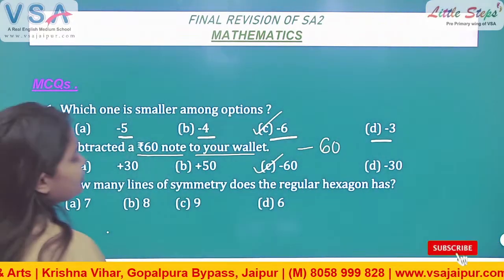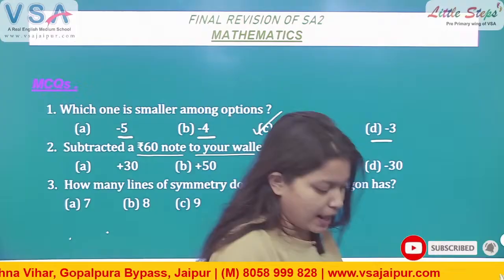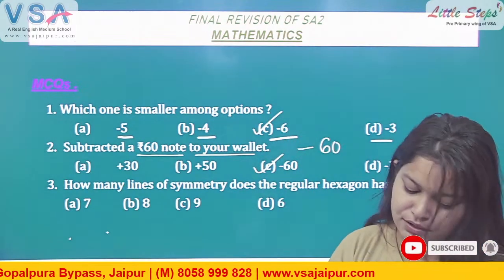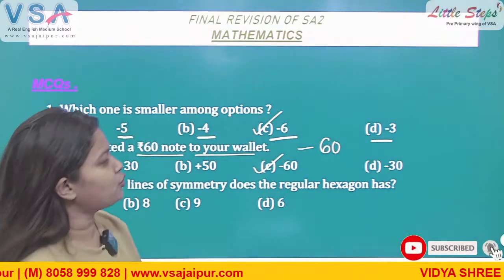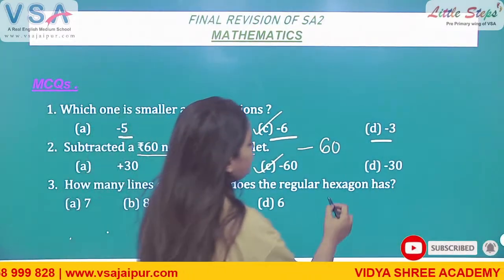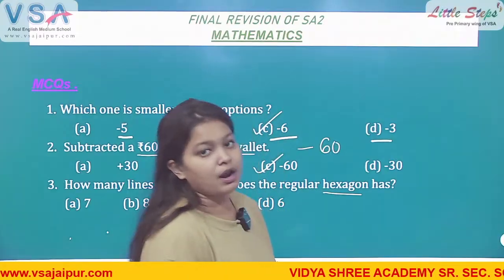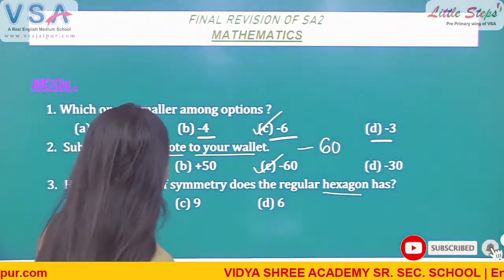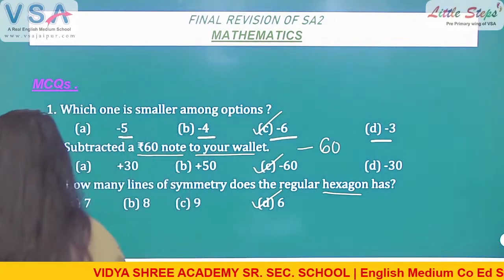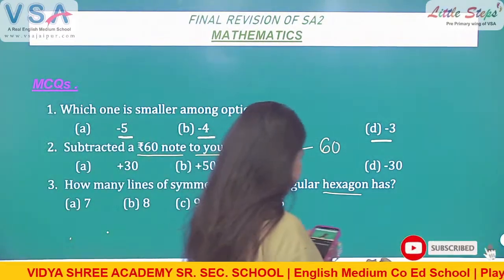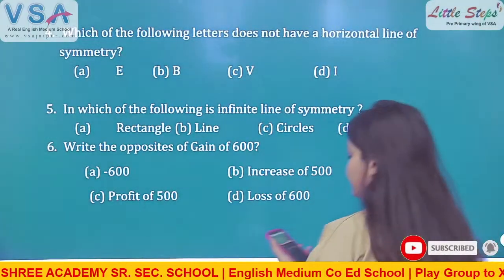How many lines of symmetry does the regular hexagon have? This question belongs to your chapter Symmetry, and in that chapter I already told you that a hexagon has how many sides. So a hexagon consists of 6 sides. Option number D is the correct answer. Okay. Moving on to the next MCQ.